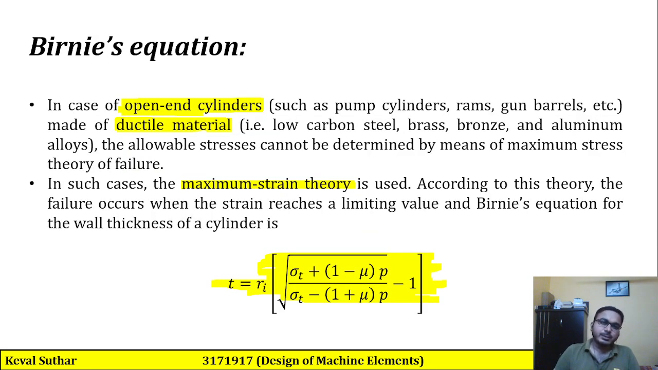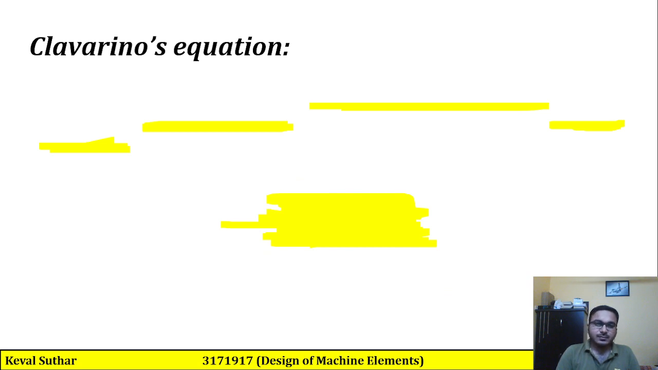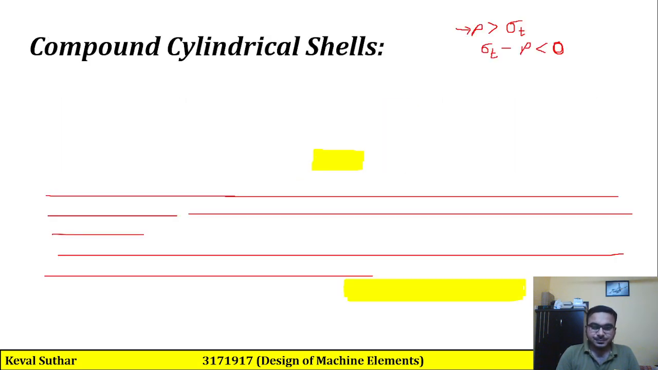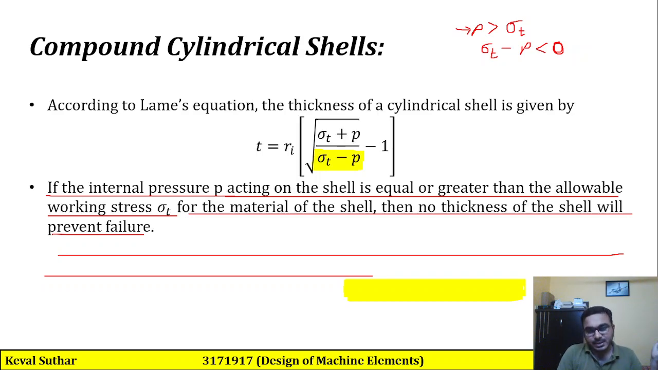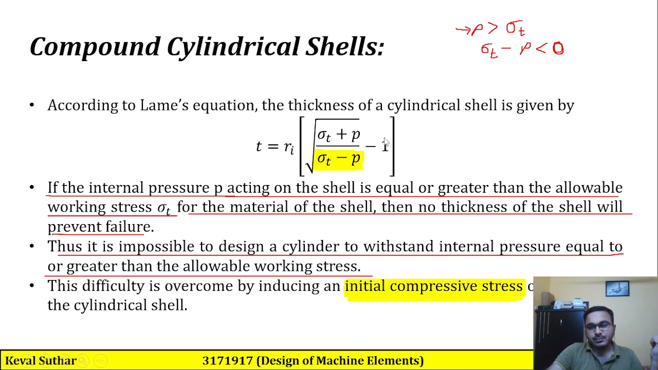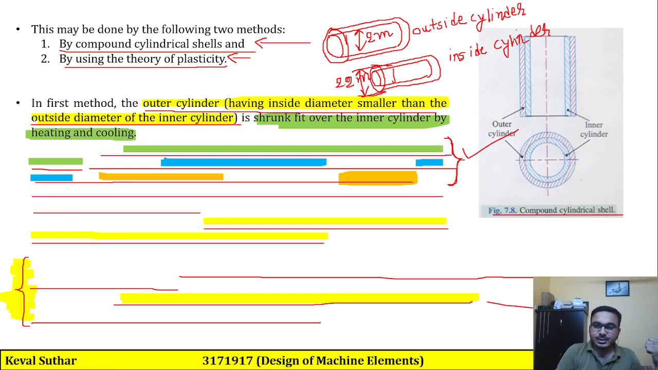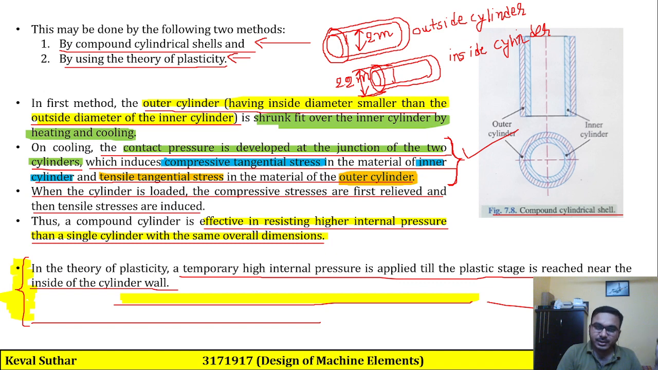Then we studied Birnie's equation, which we directly need to accept. We don't have a derivation for this in the syllabus. And then we have Clavarino's equation. Then we discussed why compound cylindrical shells are required, because if the value of the internal pressure is higher than the allowed stress, then there can be no thickness which can prevent this kind of failure. So for that we introduced the compound cylindrical shell, and apart from that there is also a theory of plasticity as well.